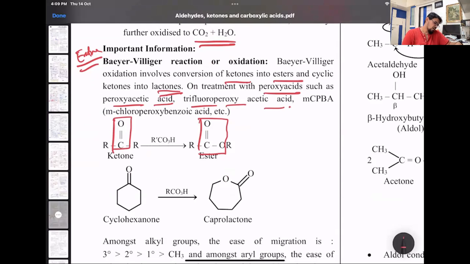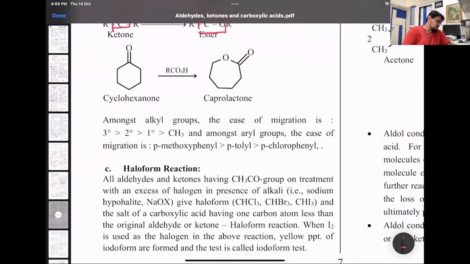Among alkyl groups, the ease of migration is: tertiary is more reactive. Among aryl groups, the ease of migration is para-methoxyphenyl more than para-tolyl or para-chlorophenyl. Para-methoxy shows maximum plus I, para-chloro will show minus I. So the reactivity is more.